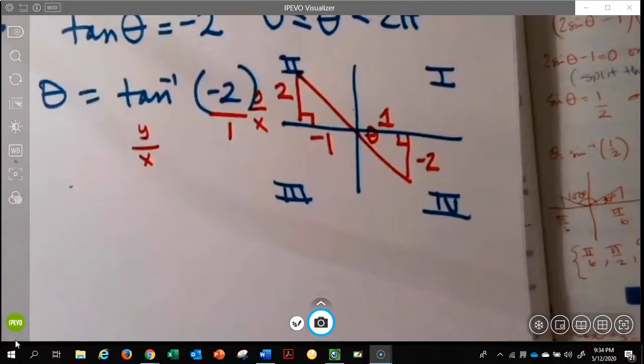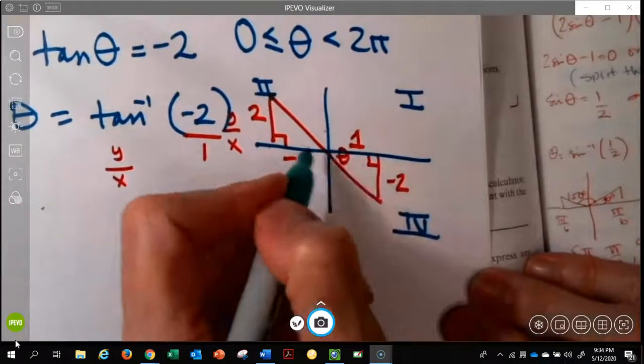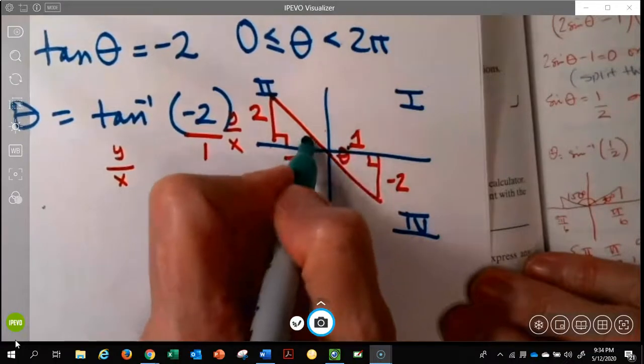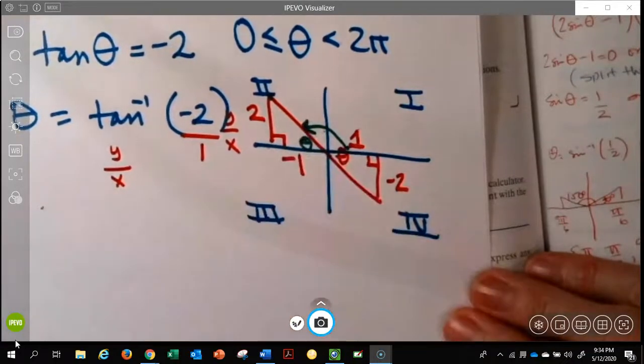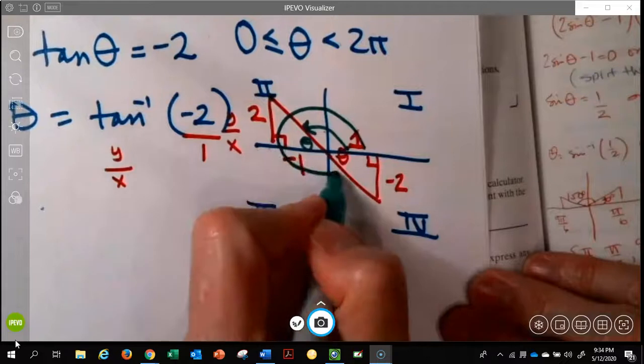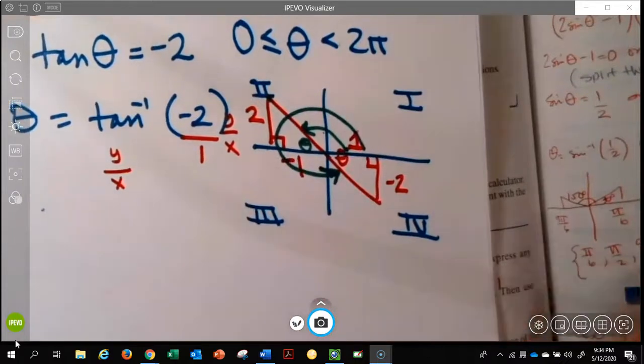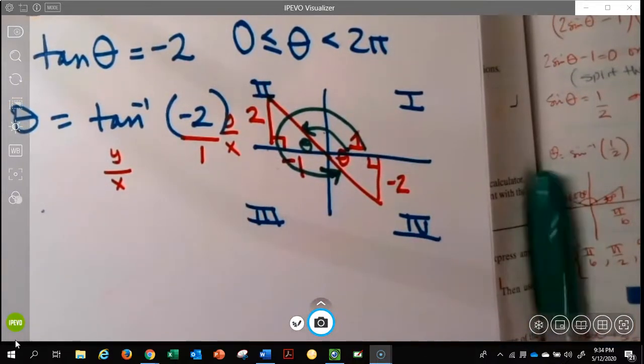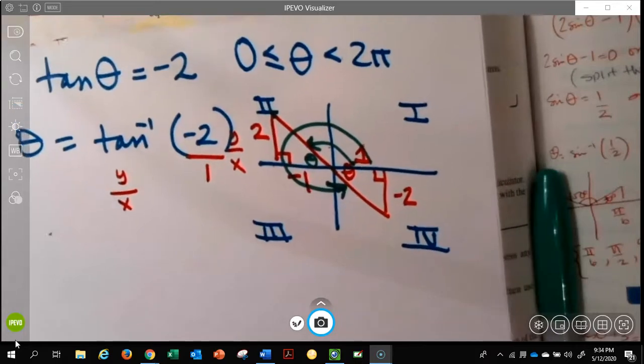So with this in mind, I've got a couple of places that I could have some angles. I can have an angle that goes all the way to here, and I can have an angle that goes all the way to here. But before I grab my calculator and start punching in some numbers, I want to look at one more thing.